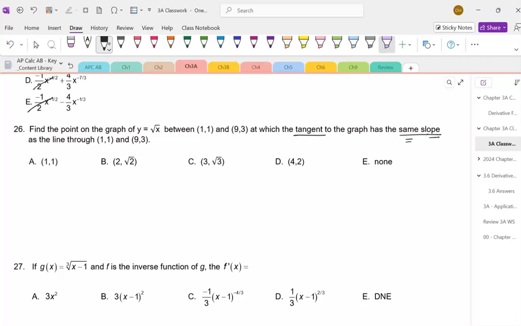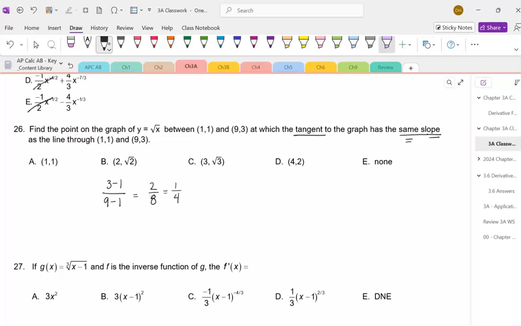So we can go ahead and do y2 minus y1 over x2 minus x1. That's going to be the slope of the line. So I'm looking for where the tangent line has a slope of 1/4.